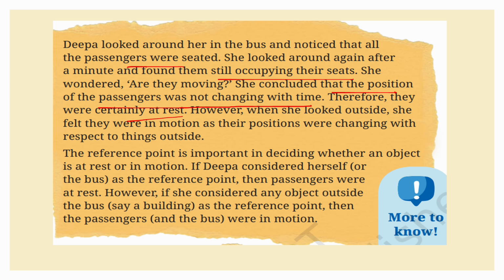However, when she looked outside, she felt they were in motion as their positions were changing with respect to things outside. So, when she considered herself or the bus as a reference point, the passengers were not moving. But when she considered an object outside the bus as a reference point, the passengers were moving. So the reference point is important in deciding whether an object is at rest or in motion.